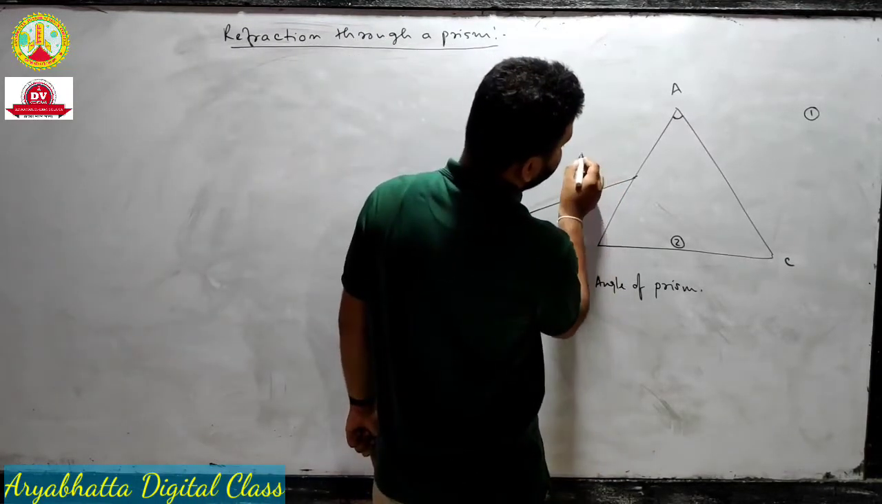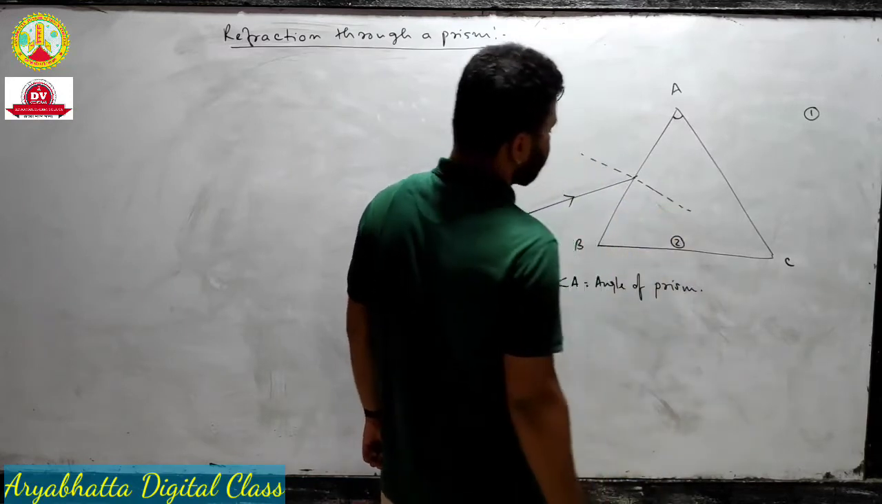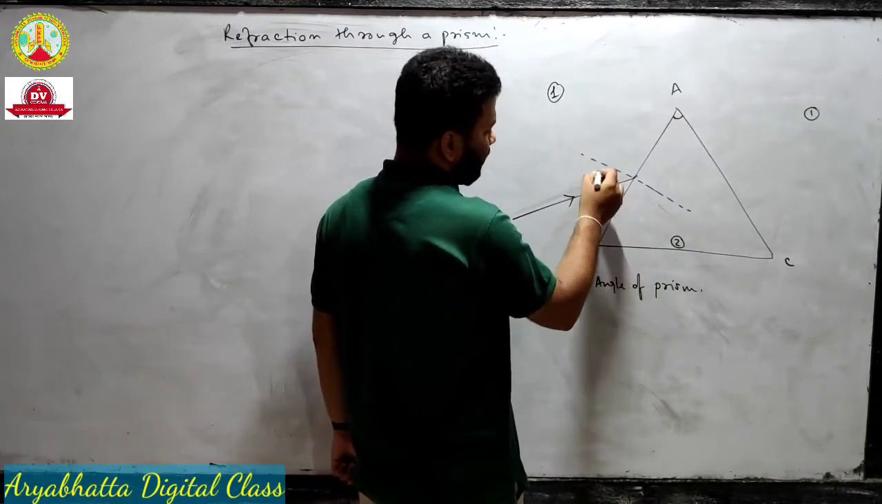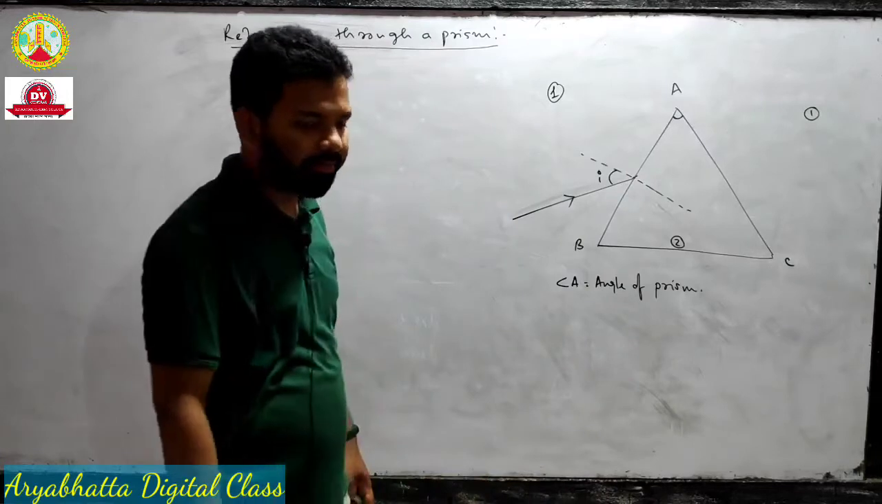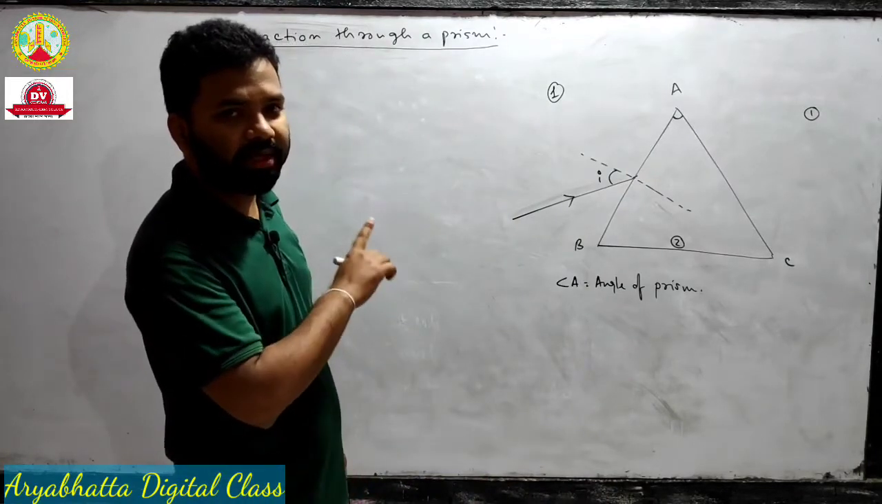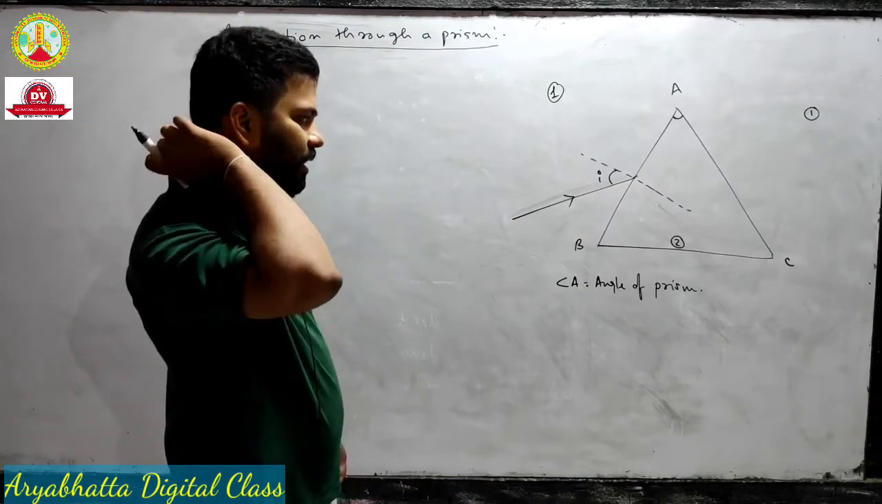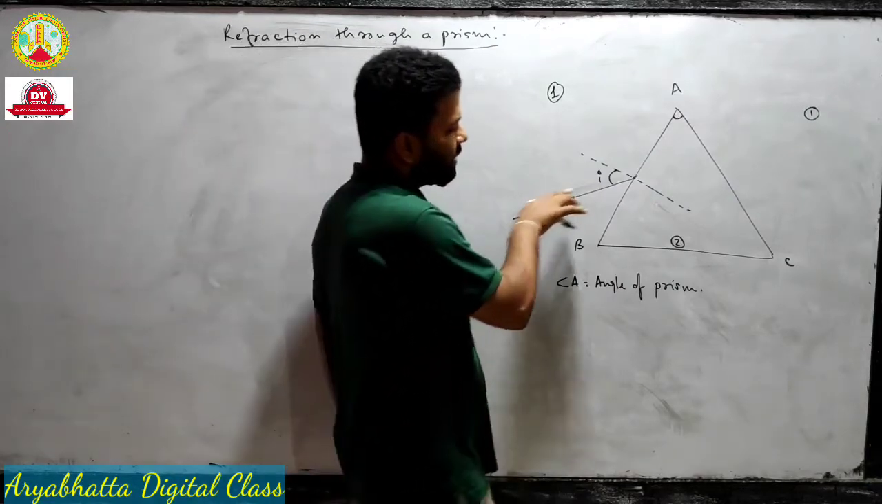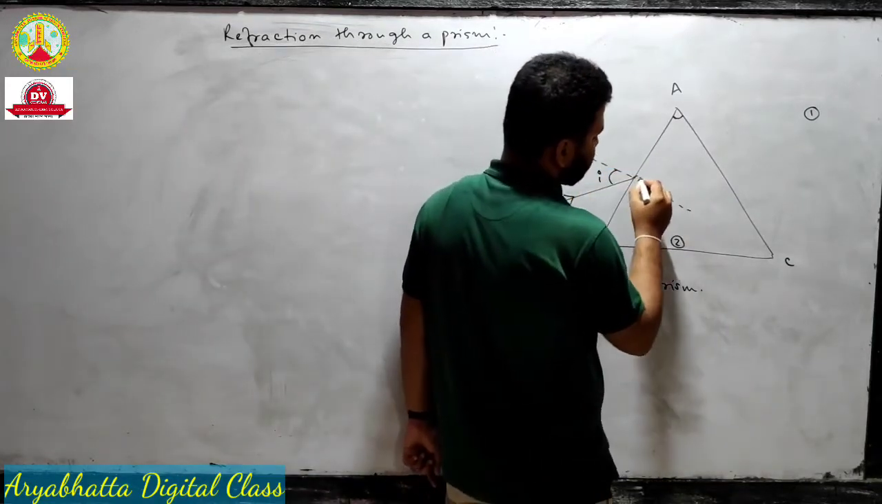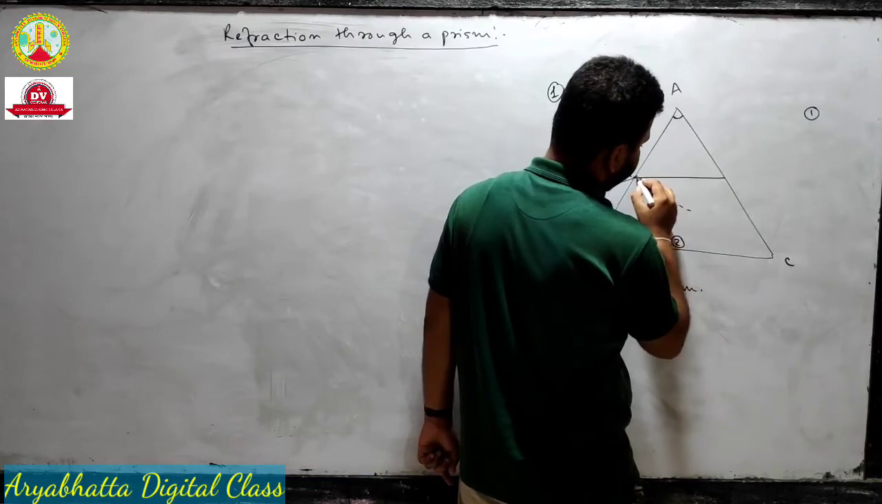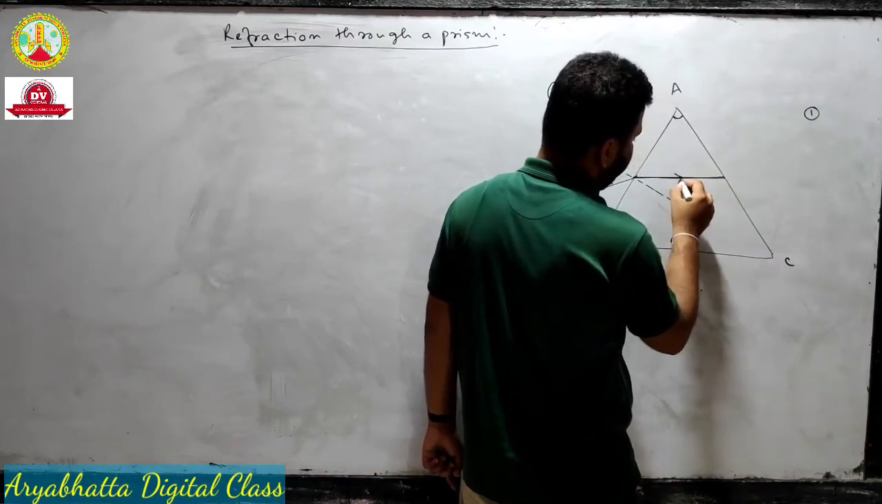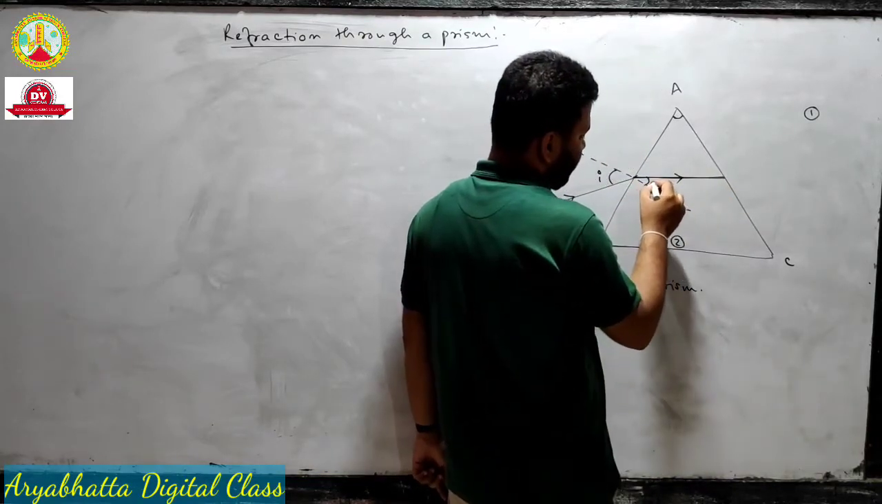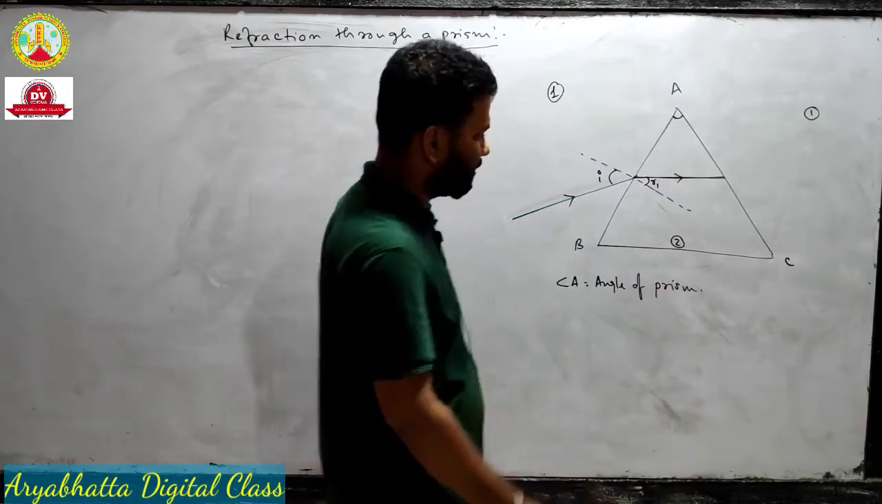So let us draw the normal here. This one is the normal, and this one will be the angle of incidence. Try to understand, because this is required in our lab also. This light ray will bend towards the normal. So this one is the refracted ray, and this one is the angle of refraction, say R1.